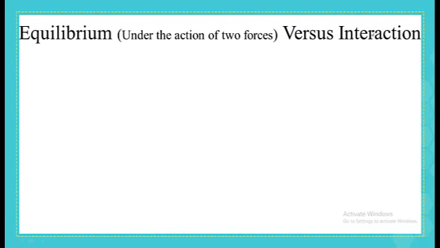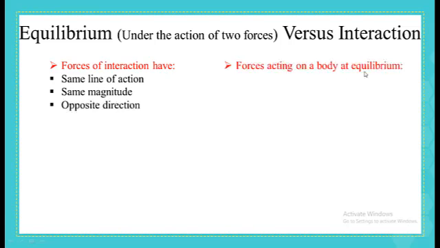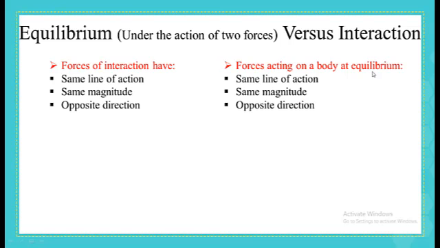The last title for this part is Equilibrium versus Interaction. Note that in grade 9, as I've said before, we're going to talk mainly about two forces acting on a body at equilibrium. In the previous video, video 1, we have seen that the forces of interaction are characterized by having the same line of action, the same magnitude, and opposite directions. Similarly, for the forces that act on a body at equilibrium, they also have the same line of action, the same magnitude, and opposite directions.